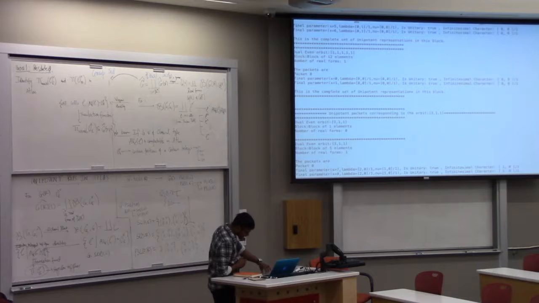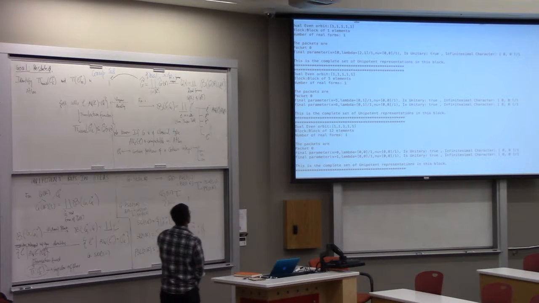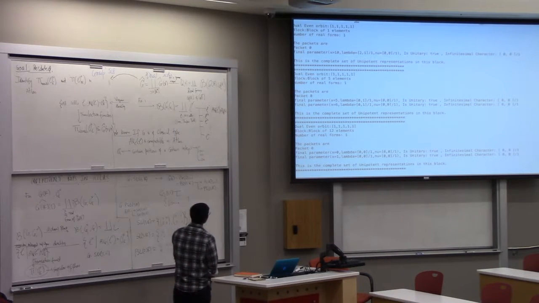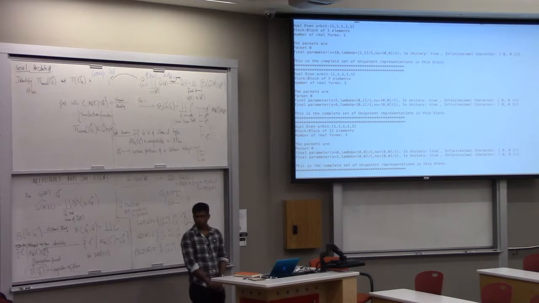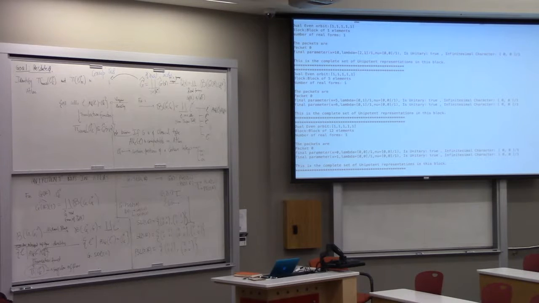Most interesting is... Hold on, scroll back a second. The different blocks that you're talking about, on the dual side, those are different psi of j's? Correct. Each of the blocks corresponds to one.